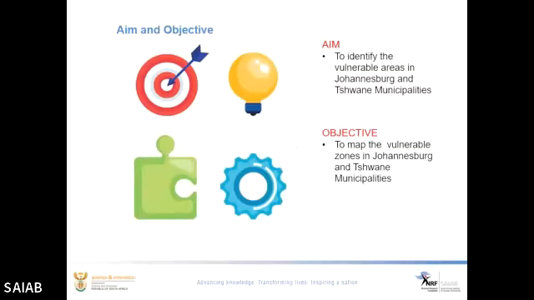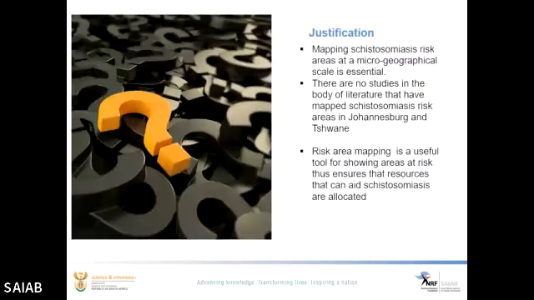So what is the aim of this study? This study aims to identify the areas that are vulnerable to schistosomiasis in Johannesburg and Tshwane municipalities. And the objective of this study is to map the vulnerable zones in Johannesburg and Tshwane municipalities.